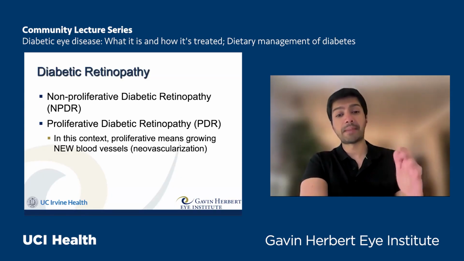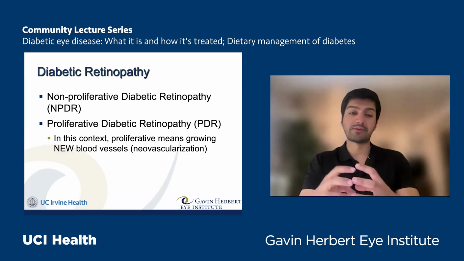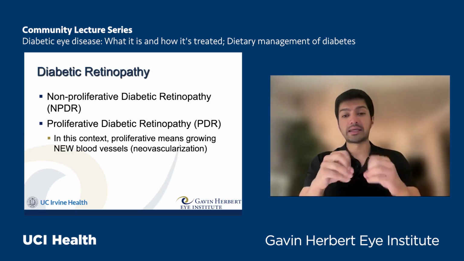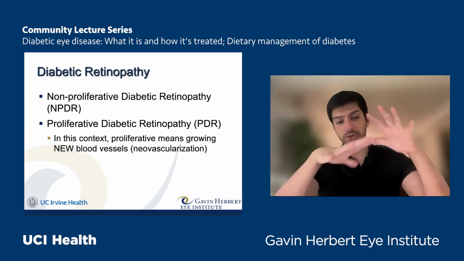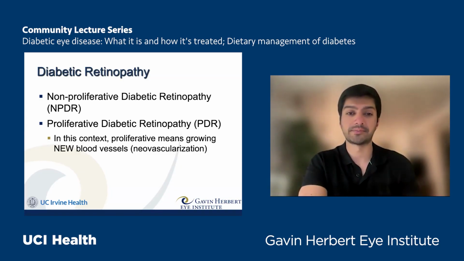There's also diabetic macular edema. That's when the blood vessels, specifically in the center of the retina, are also damaged and they can leak out fluid and cause a distortion in the shape of the retina in the center. And that causes blurry vision right in the center.